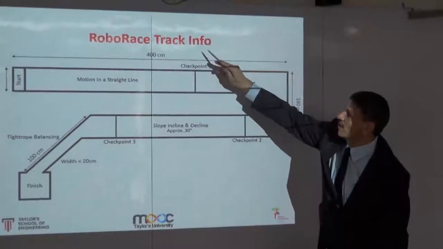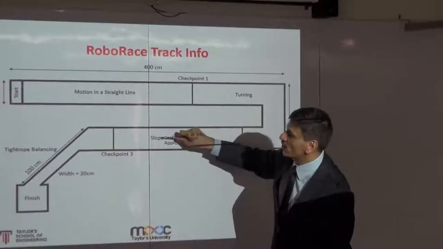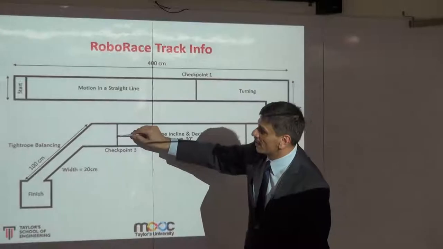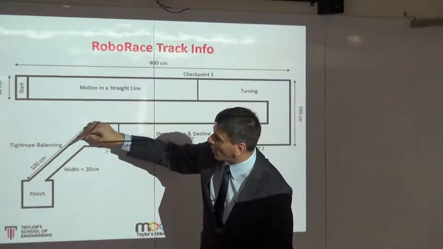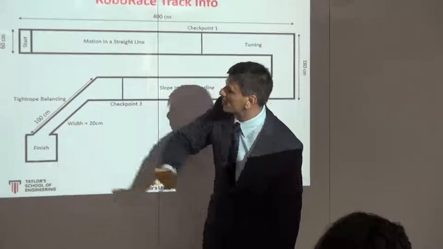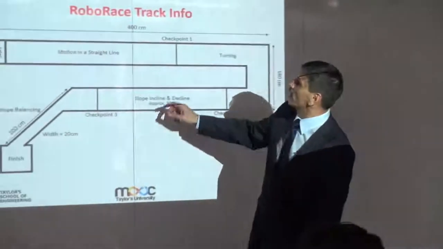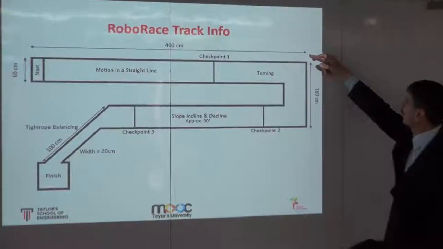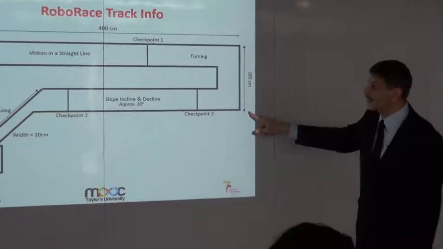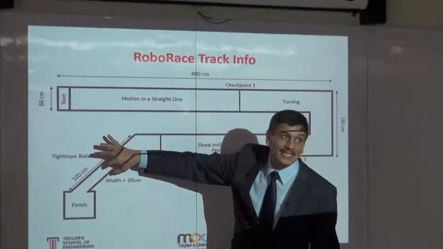You arrive here, you get 5 marks. You arrive here, you get another 5 marks. You manage to achieve this, you get another 5 marks. And then this would be quite a tight kind of maneuver. And if you reach here, this is your final destination. This is available on Open Learning as well. So you can see that here, the length is 4 meters. This is 1.8 meters. This part is a meter, but here you have only 20 centimeters.